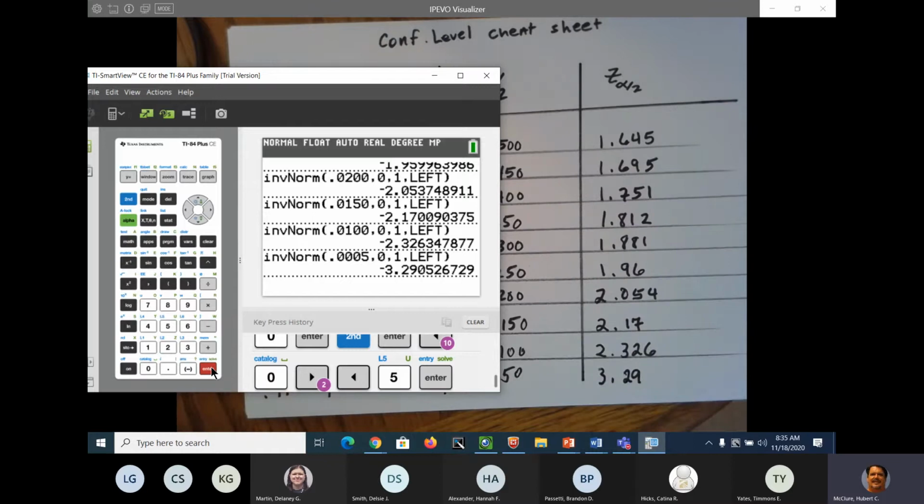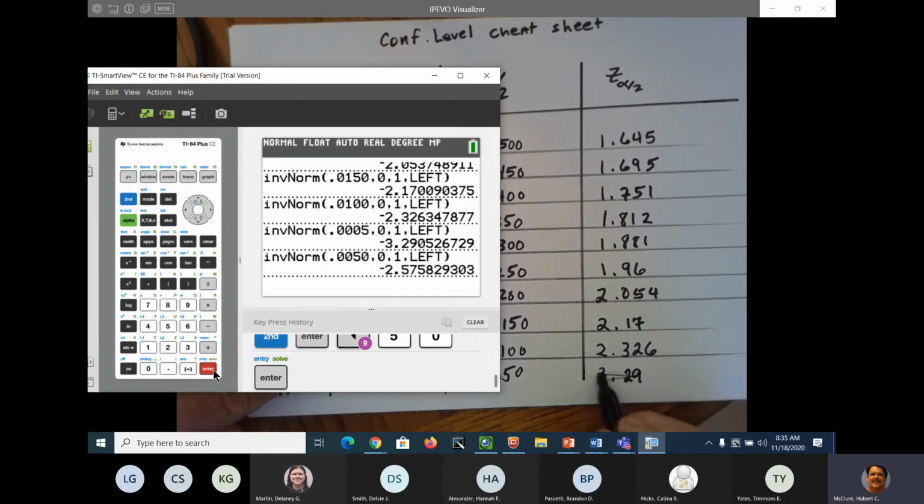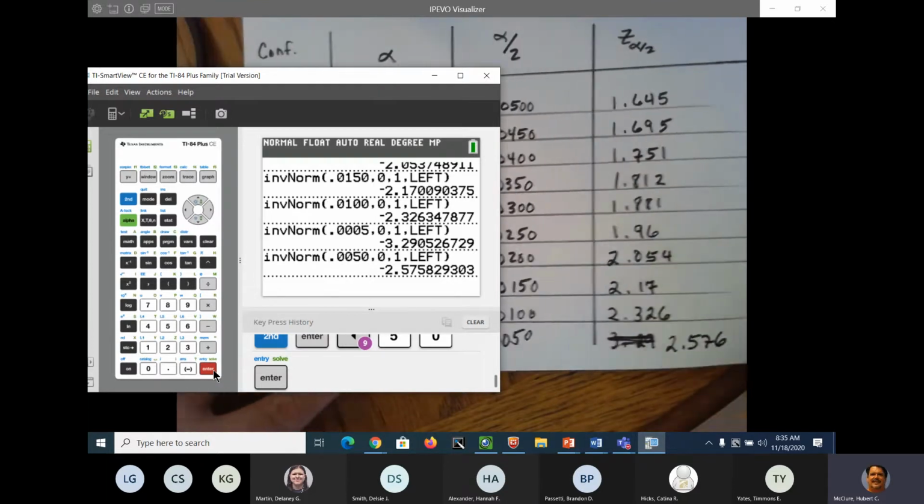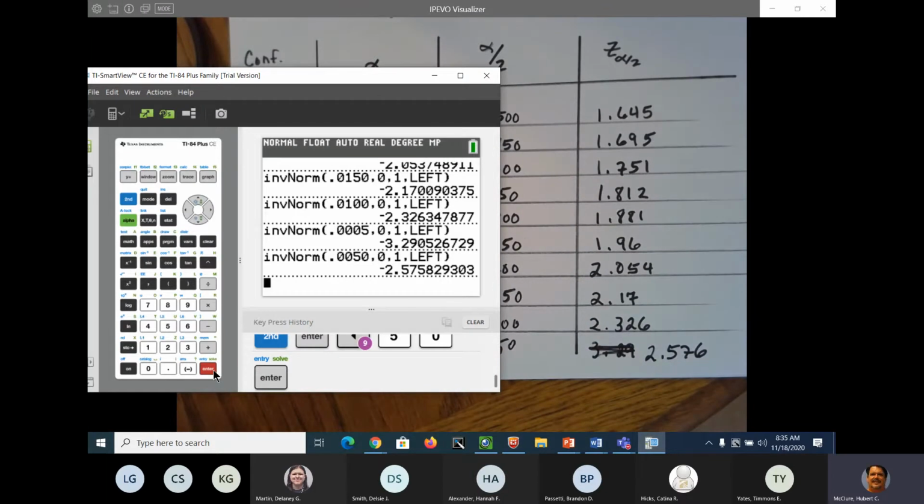Now, let me ask you a question. I could have started this index card at, oh, wait a minute, that's wrong. That last one's wrong. I screwed up. Second, 0050, sorry. That's 2.576.